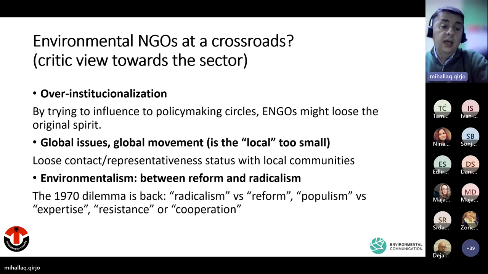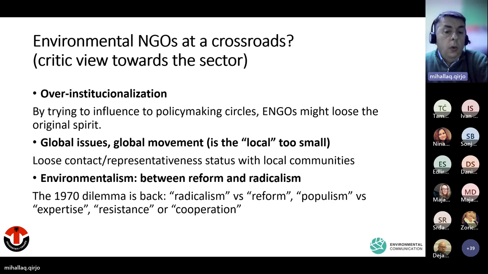And then, again, it's coming back, a discussion about reform or radicalism. This was back in the 1970s, but this dilemma is coming back because many states are quite authoritarian and they are doing public participation as a checkbox, but not a real public participation case. So many NGOs are thinking, should I play the radical role and protest and burn some flags or make some, I don't know, big noise in the media, or work for the reform?